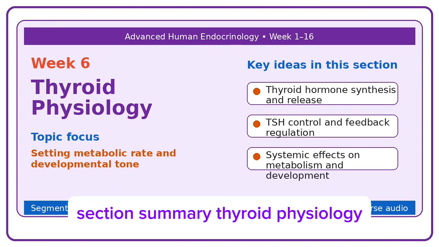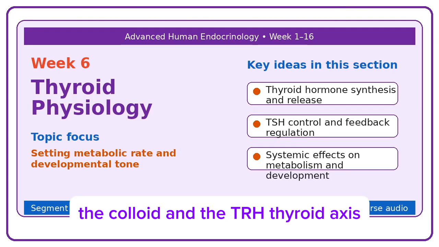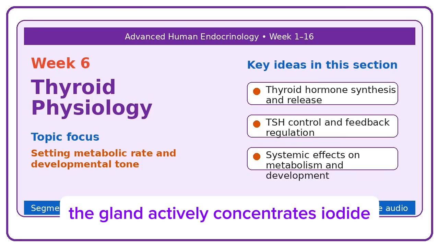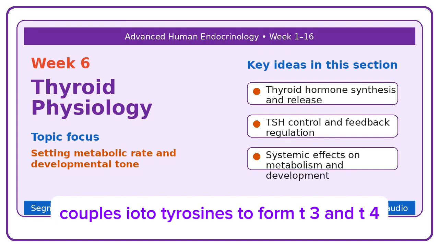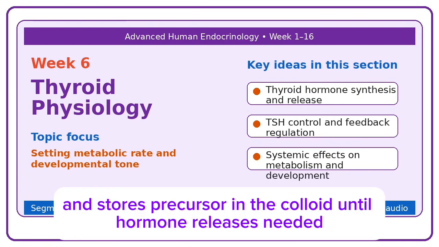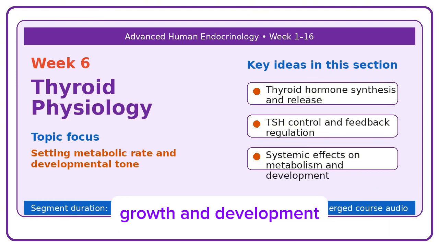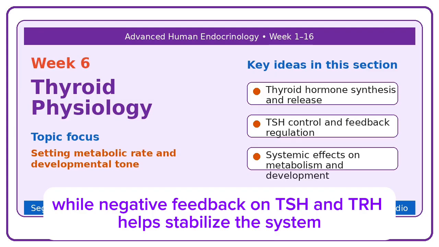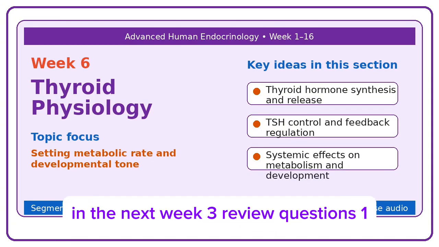Section summary. Thyroid physiology depends on the coordinated function of the follicular cell, the colloid, and the TRH thyroid axis. The gland actively concentrates iodide, synthesizes thyroglobulin, iodinates specific tyrosine residues, couples iodotyrosines to form T3 and T4, and stores precursor in the colloid until hormone release is needed. Circulating thyroid hormone acts broadly on metabolism, growth, and development, while negative feedback on TSH and TRH helps stabilize the system. This module provides the mechanistic foundation for understanding thyroid disorders in the next week.